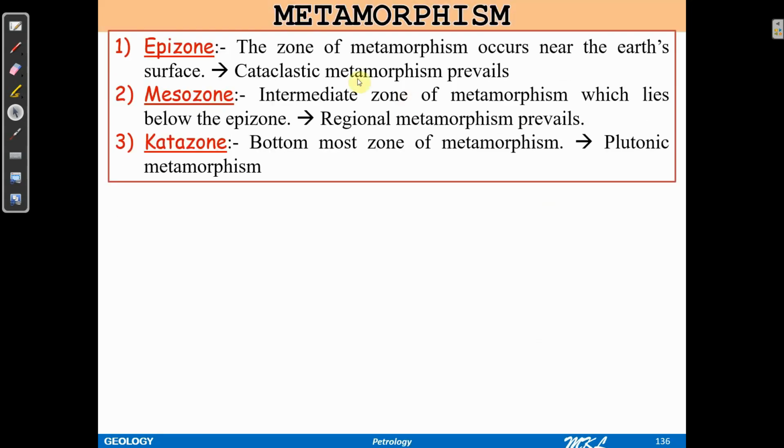Now, the zone of metamorphism. If it occurs near the earth surface, it's called the epizone. If it's occurring in the middle portion, it's called the mesozone. If it's occurring at a depth, then it's called the catazone.